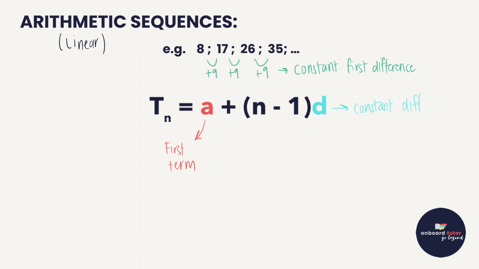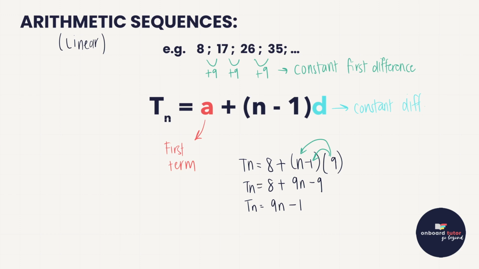So if you look at the example here that was given, 8, 17, 26, and 35, we are ready to substitute. Tn is equal to, in the place of a, I can substitute that 8 plus n minus 1, and then in the place of d, my constant difference there of 9. And then all that's left for me to do is multiply this 9 and collect like terms. So Tn is equal to 8 plus 9n minus 9, and eventually that simplifies to give us 9n minus 1.